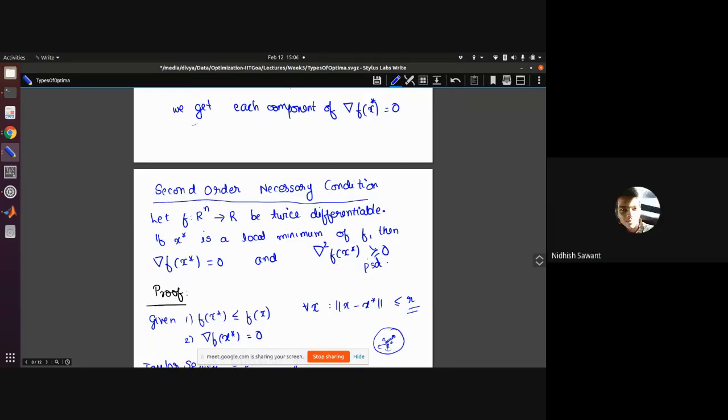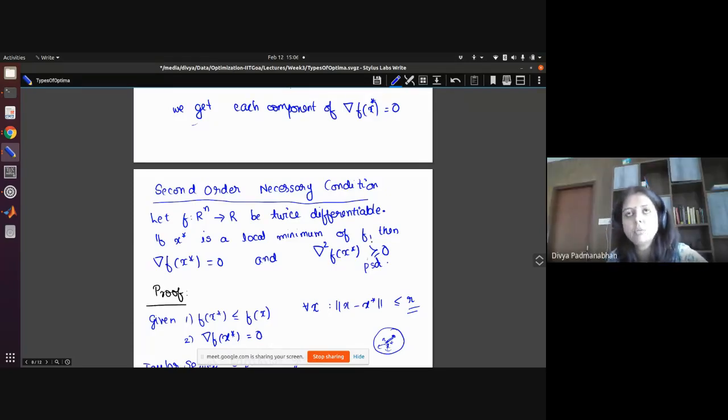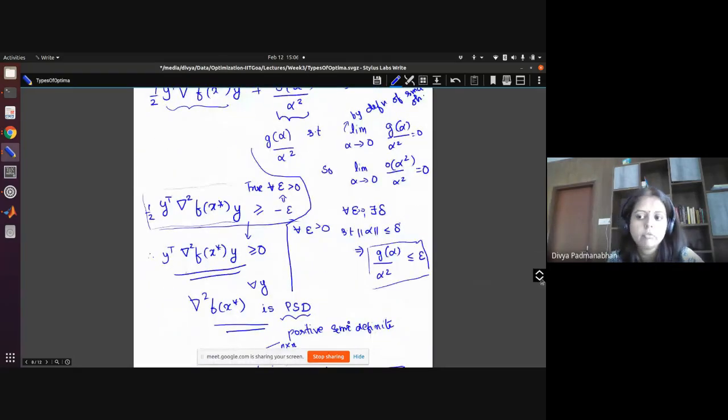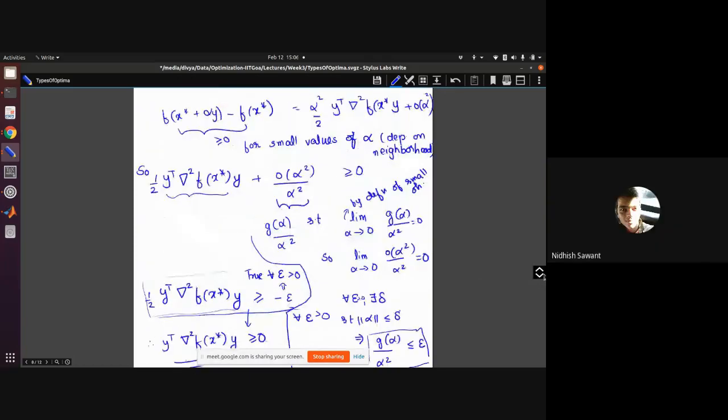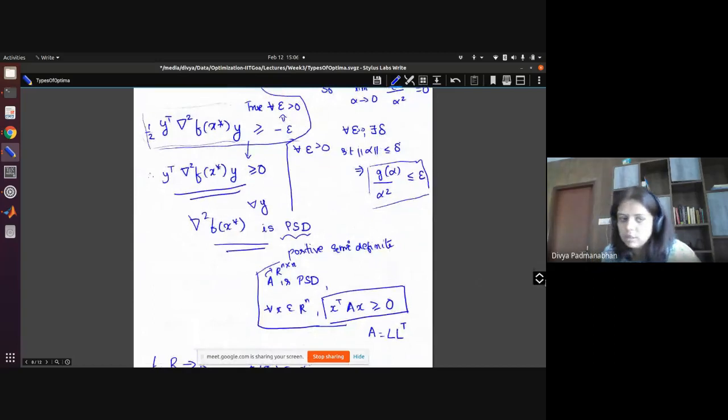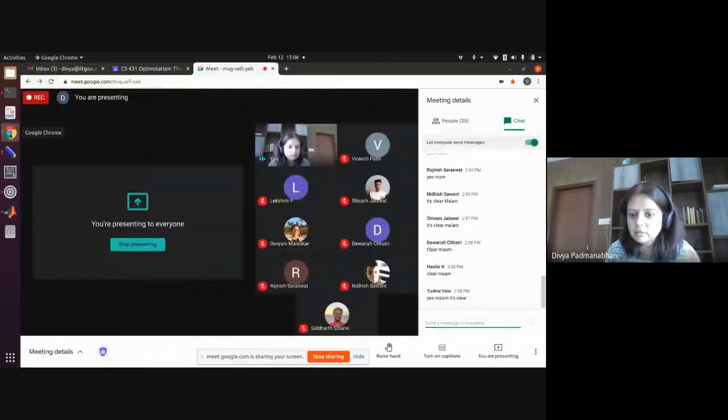Okay, ma'am. So greater than or equal to 0 doesn't mean that. The Hessian is a matrix, right? So greater than or equal to 0 doesn't mean that the elements of that matrix are greater than or equal to 0. That's not the meaning. The meaning is that this matrix is positive semi-definite, and that's what we have shown in this proof. Okay, ma'am, it's clear. Okay, any other questions?